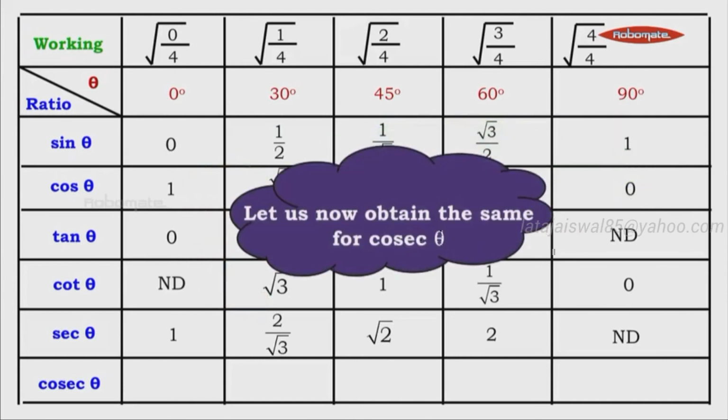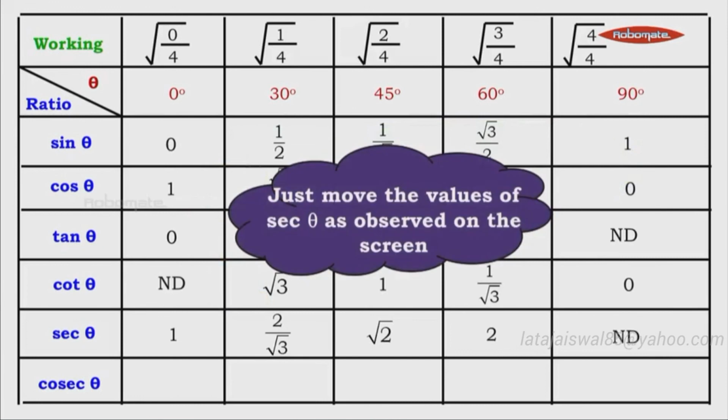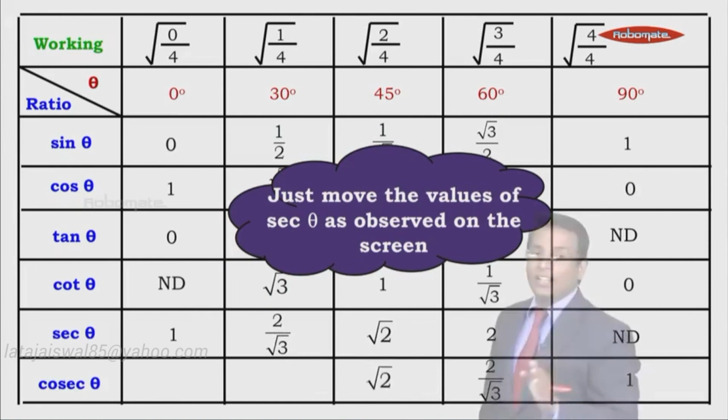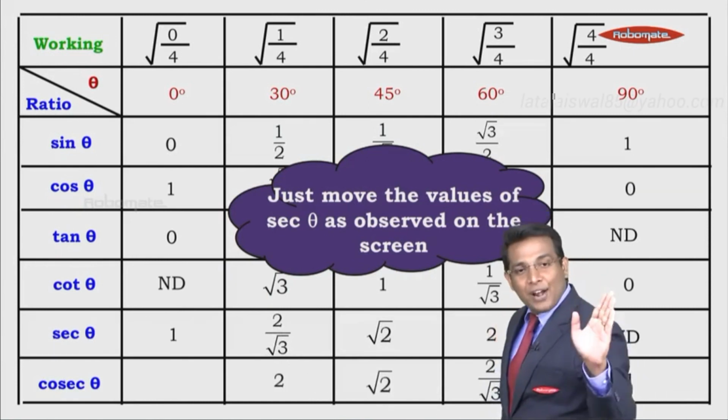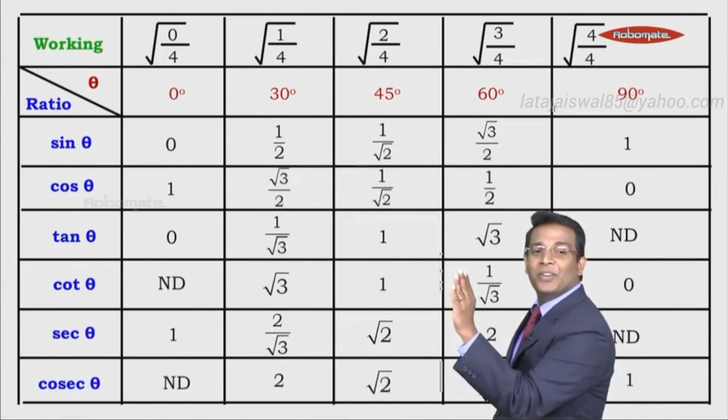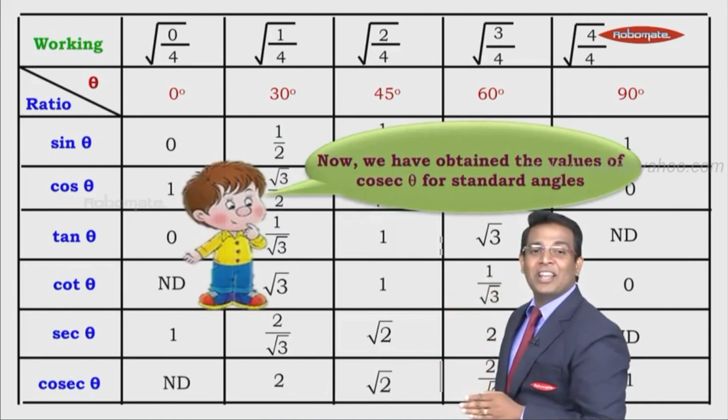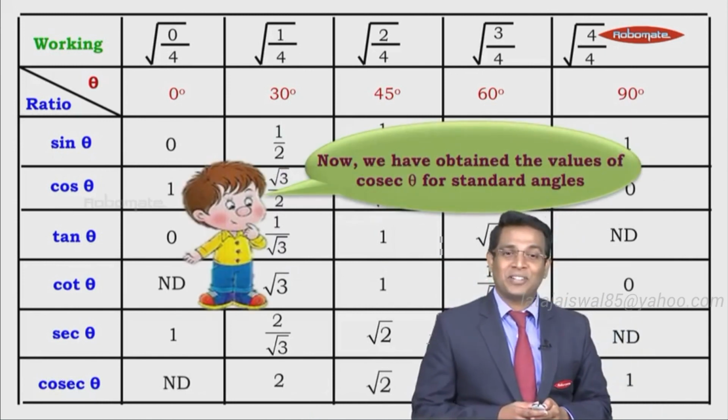Now we want the value of cosec. It's very easy again. To obtain the value of cosec, just move the values of sec. Same way, beautiful. Now you know how to do it. Now sec 1 moves here, 2 upon root 3 moves, root 2 remains as it is, 2 moves to the left hand side and not defined. You know what has happened? We have got all the values of cosec for the standard angles.